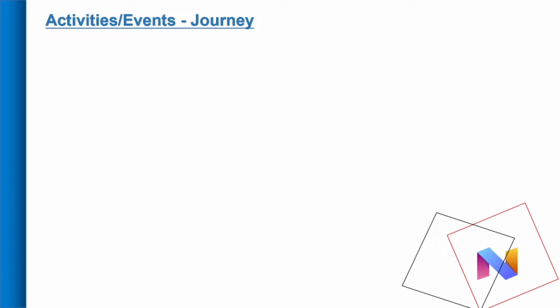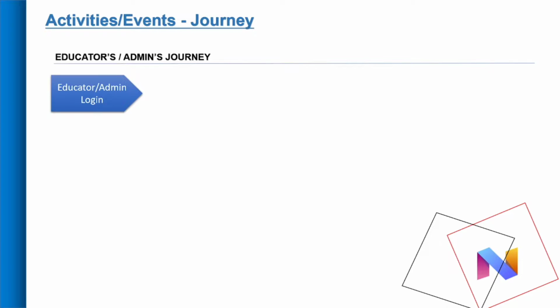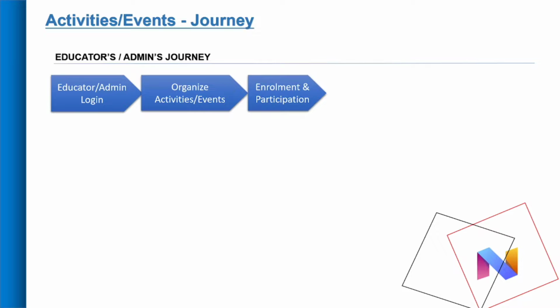Moving further, now I'm going to cover the activities or events journey. Basically we have four different logins: admin, educator, the parent, and the student login. I'll cover the journey of each login one by one. The first one is the educator's or the admin's journey. Educator or admin login, they can organize various activities or events. They can enroll the students and shortlist the participants.